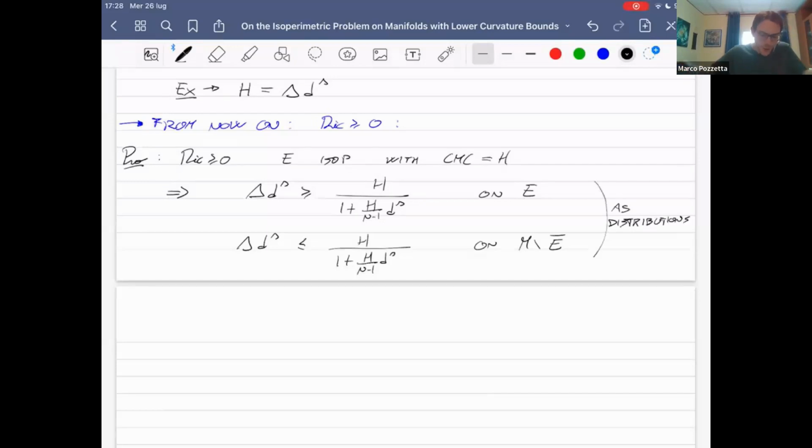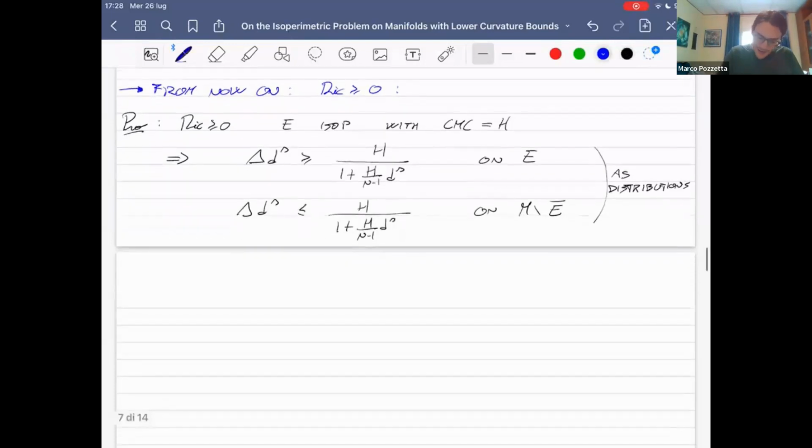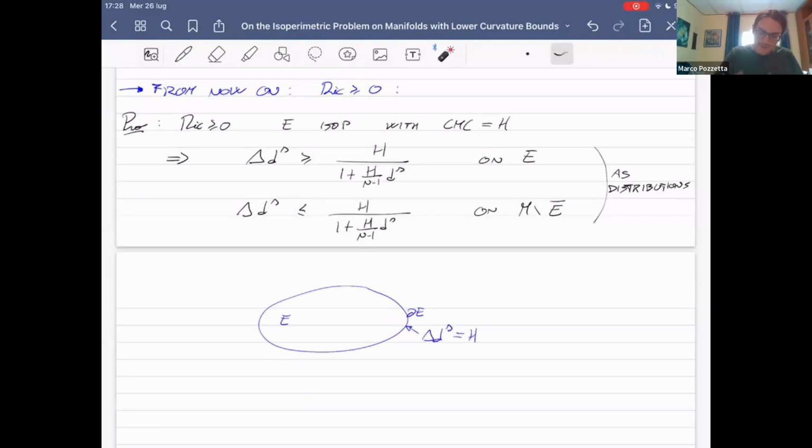In a weak sense, just weakly. Okay, so what's going on here? It happens the following. I had my isoperimetric set E here with its boundary, that is a CMC. And on the boundary, I knew that the Laplacian of the signed distance is equal to h. Now I'm telling you that this information, which was localized on the boundary of the set, propagates on the whole space.